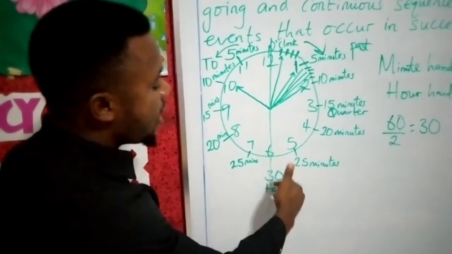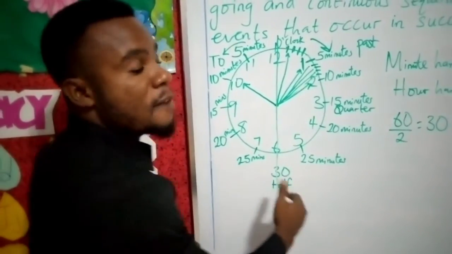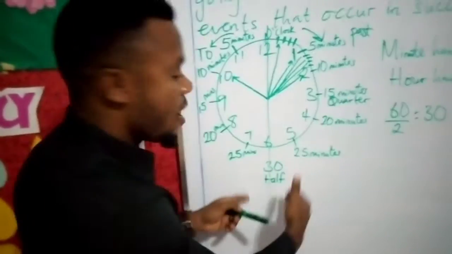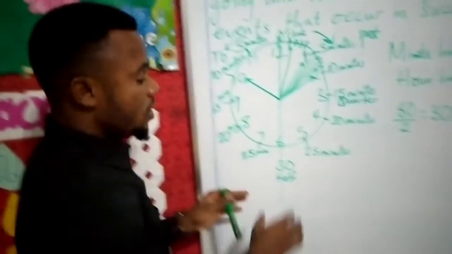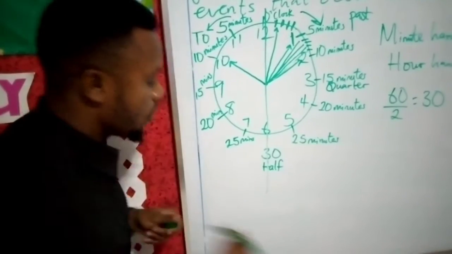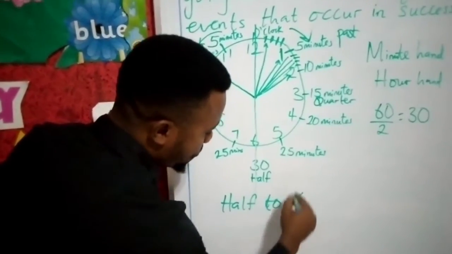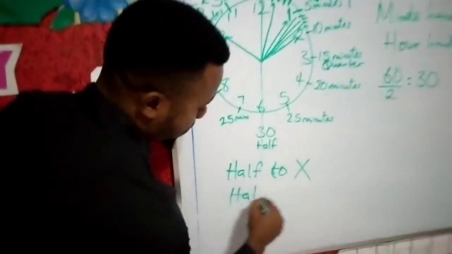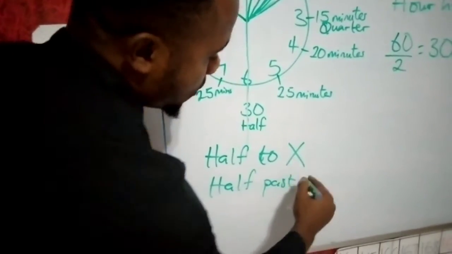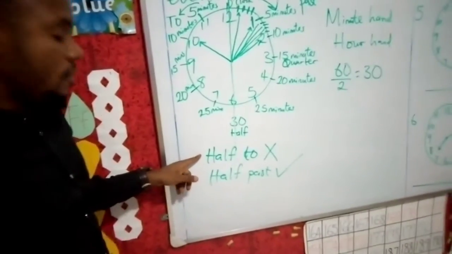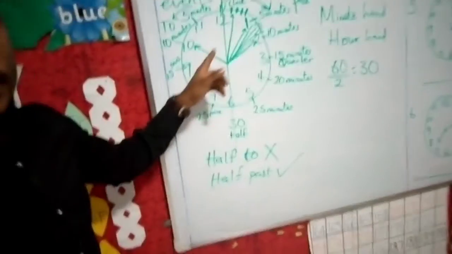So at this point, we don't have half to, we only have half past. So take note that we only have half past. There's nothing like half to. This is wrong. Half past is right. So take note of this. We have only this in telling our time.